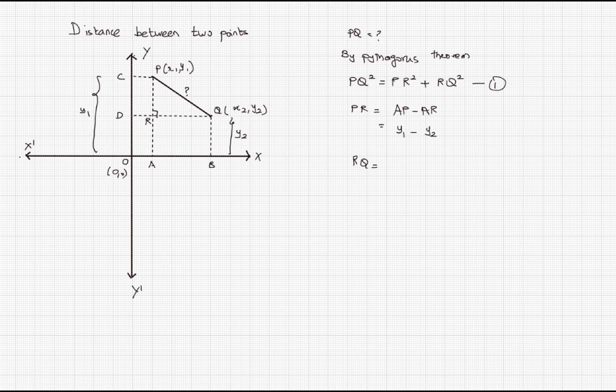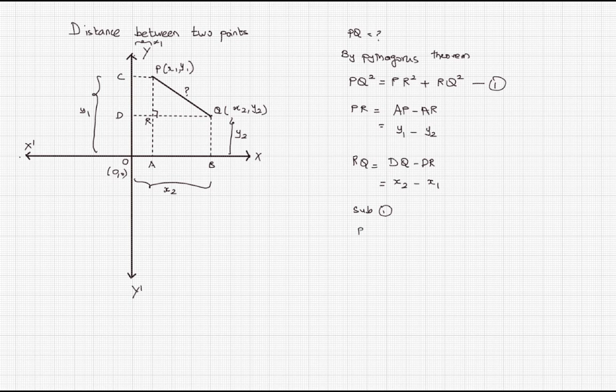Similarly, let us find the distance RQ. RQ can be written as DQ minus DR. DQ is the distance of the point Q from y-axis. So it is x2 minus DR. DR is the distance of point P from y-axis, and that distance is x1. So DR can be written as x1.